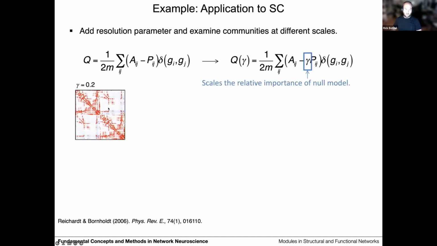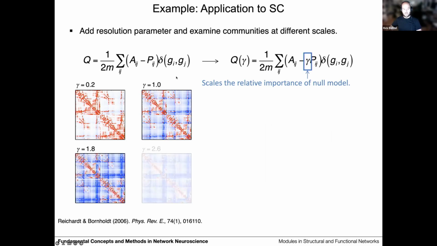I'm showing you some of the modularity matrices for different gamma values: 0.2, 1, 1.8, and 2.6. Essentially, as we increase gamma, we're making it more and more difficult for the observed connections to exceed that of our null models. As gamma gets bigger, that null model matters more. So the observed connection has to be really, really strong to exceed the null model when gamma is 2.6. On the other hand, when gamma is about 0.2 or so, many connections exceed the null model.